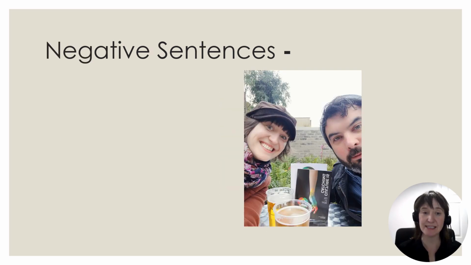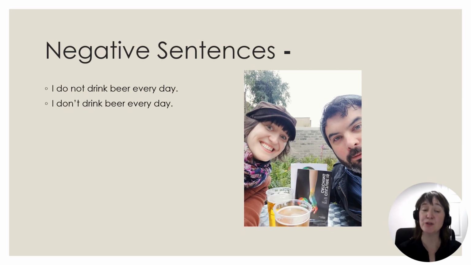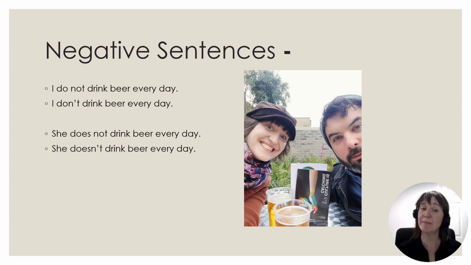In negative sentences, we have an example here. I do not drink beer every day. Do not can be contracted to don't. And third person singular, she does not drink beer every day. Does not can be contracted to doesn't.